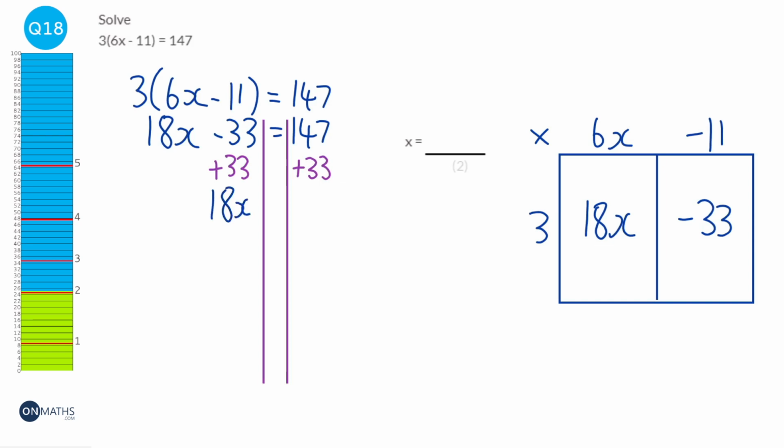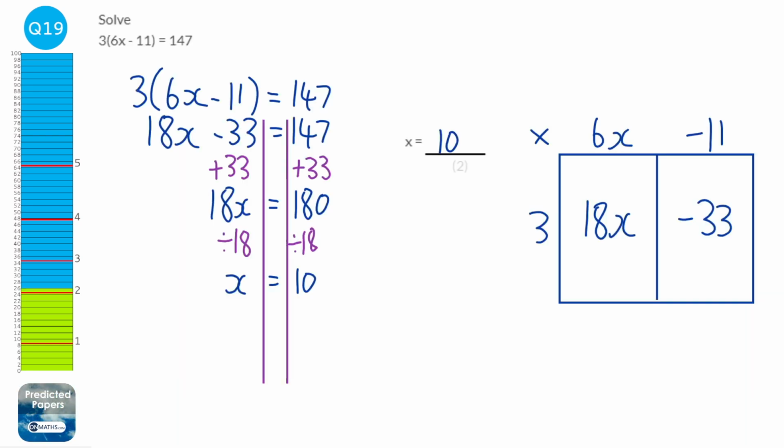We're left with the 18x on the left hand side because we've got rid of the minus 33. And on the right hand side we've got 180. Next we want to get rid of this times 18. So we're going to do that by dividing both sides by 18. On the left hand side we're left with our x, on the right hand side we're doing 180 divided by 18, which is 10. So our answer is x equals 10.